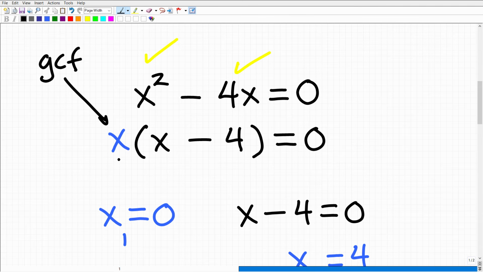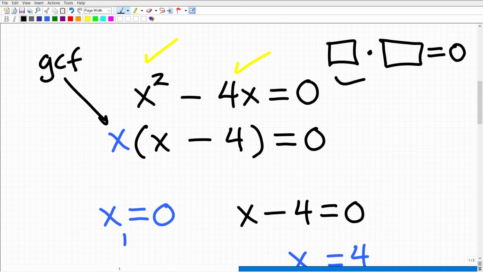Now we have basically one factor being multiplied by another factor. In other words, some number being multiplied by some other number. All I know is that the answer is 0. So something times something else, and the answer is 0. How can you possibly get 0 as the result of multiplication? The only way that can happen is if one or both of these are 0. This is what we call the zero product property.